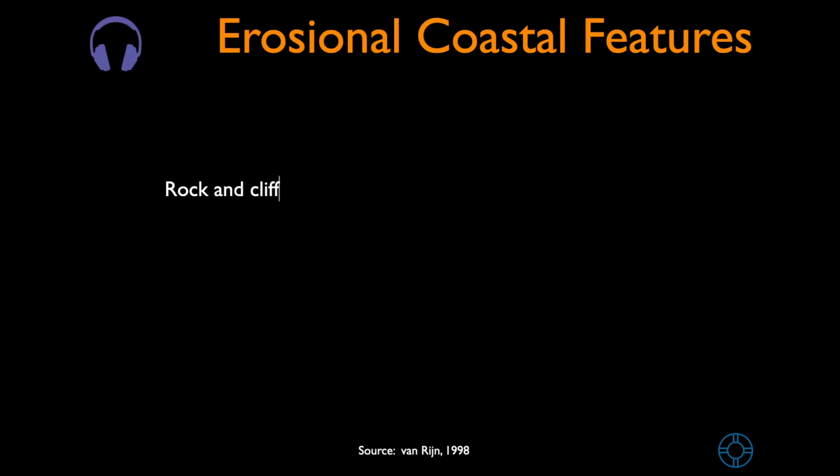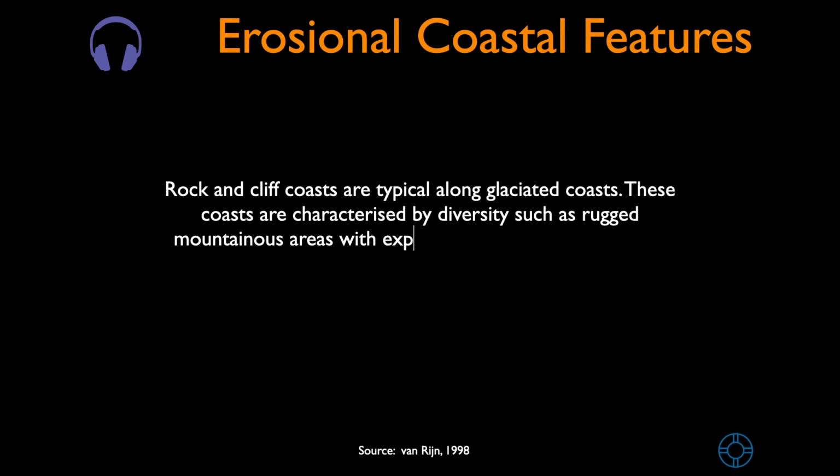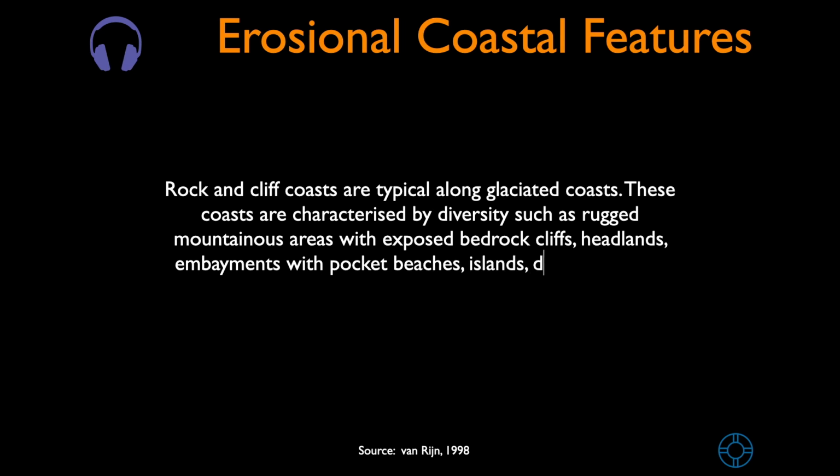Rock and cliff coasts are typical along glaciated coasts. These coasts are characterized by diversity, such as rigid mountainous areas with exposed bedrock cliffs, headlands, embayments with pocket beaches, islands, drumlins, fjords, river fan deltas, and estuaries.